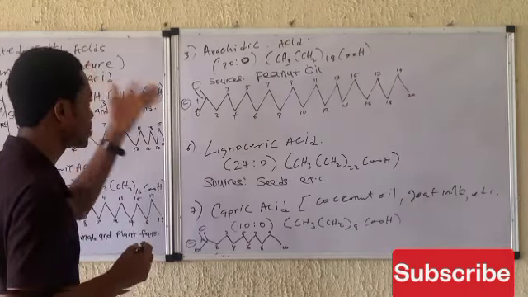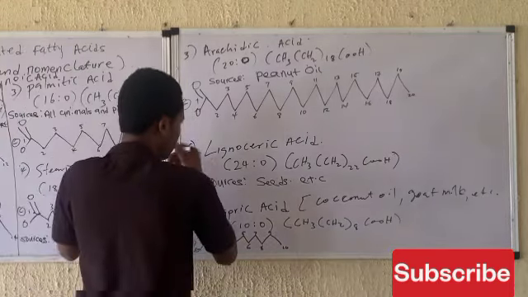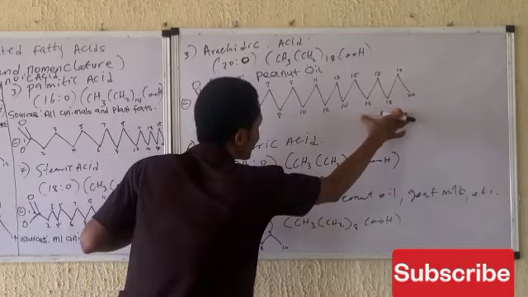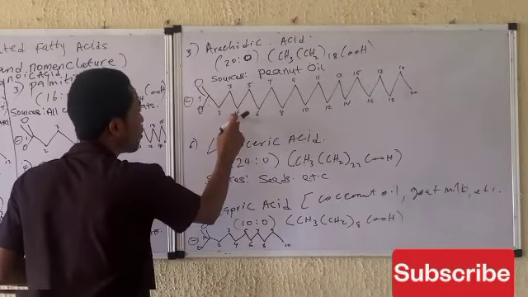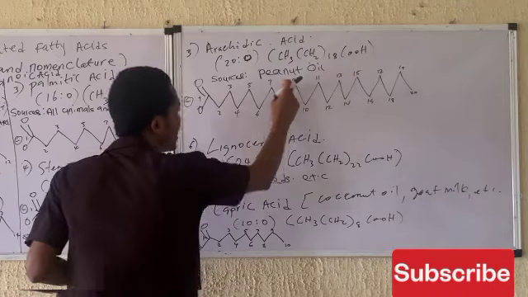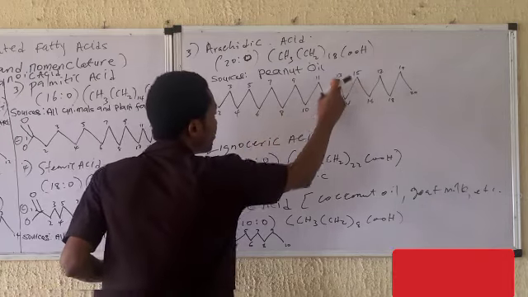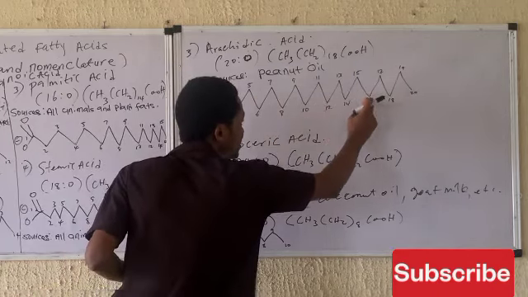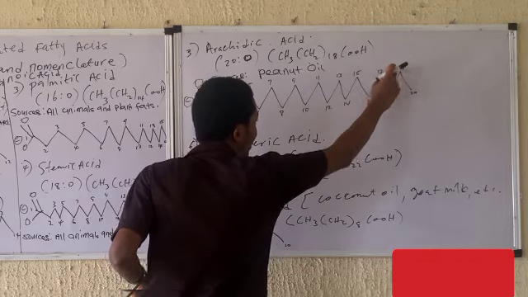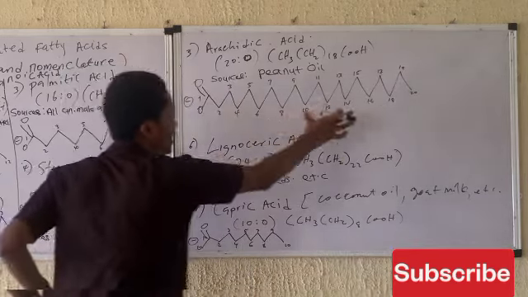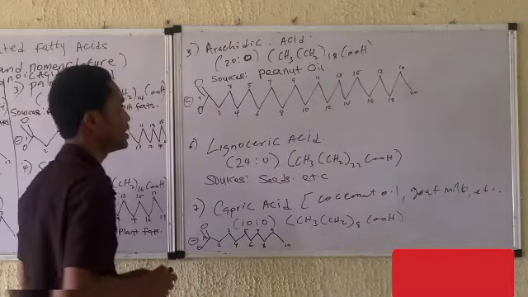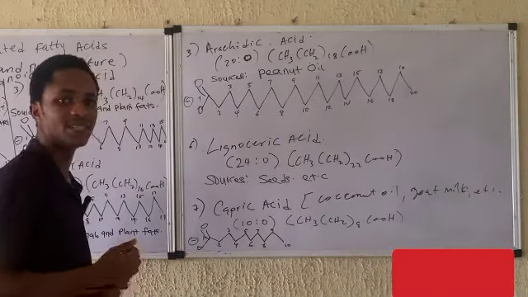After the source, you go to the structure. This is the structure of arachidic acid. Now we start our counting from here, which is 1, 2, 3, 4, 5, 6, 7, 8, 9, 10, 11, 12, 13, 14, 15, 16, 17, 18, 19, and 20. You see, complete, 20. This is the structure of arachidic acid.